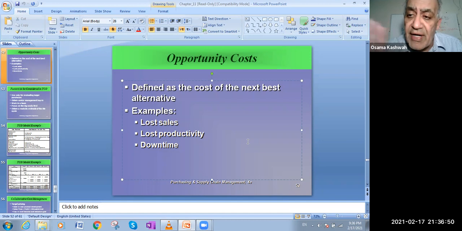Let's say you earn $200 for a day. Then you will stop working for 3 days, meaning $200 a day times 3. That means $600. You lost $600 because you preferred to sit at home and study. So the opportunity cost of studying is $600, what you sacrificed. It is defined as the cost of the next best alternative. Examples: lost sales, lost productivity, downtime.